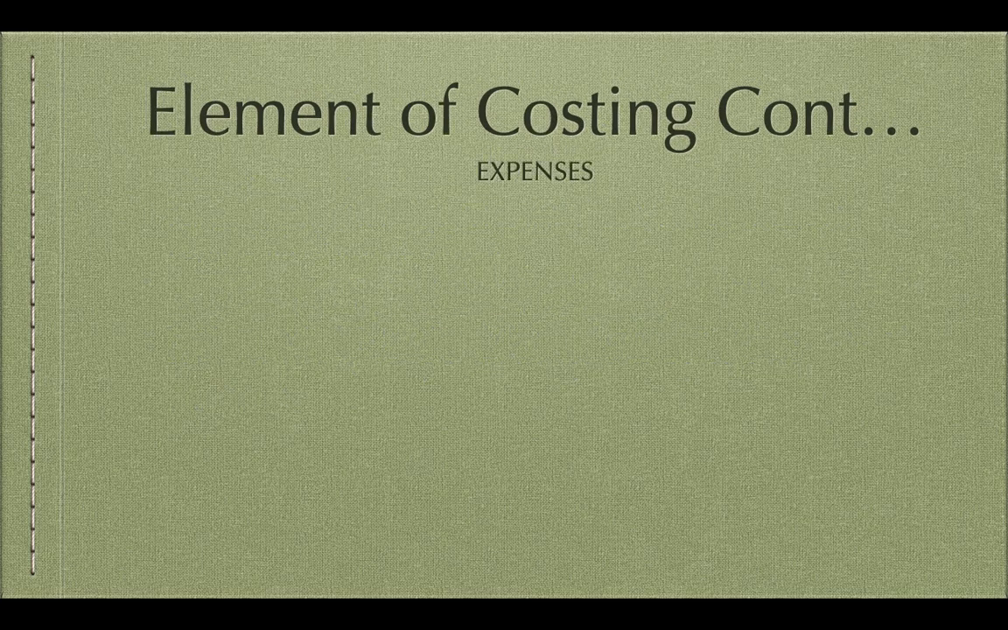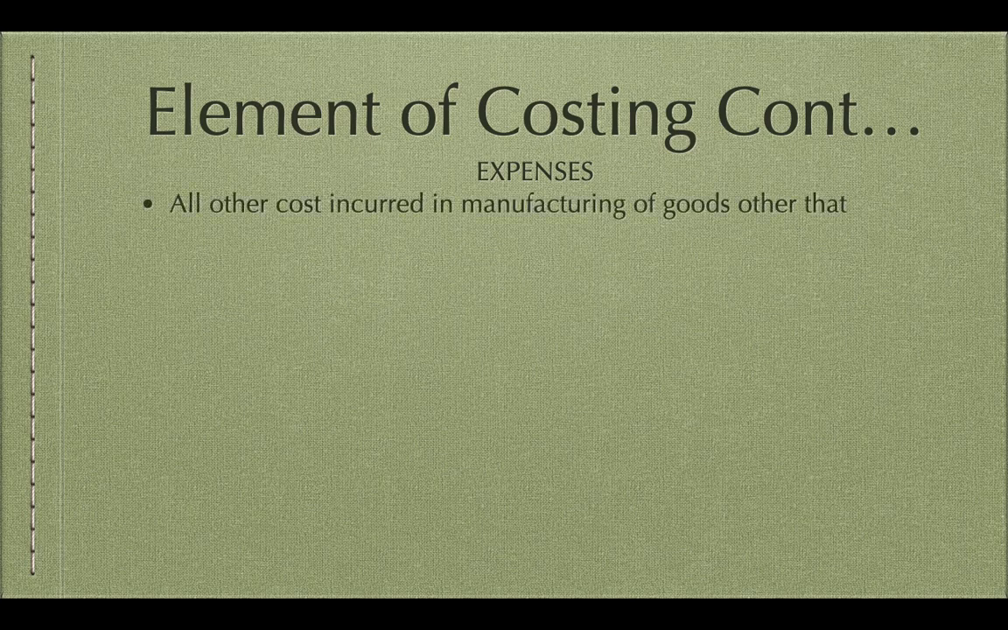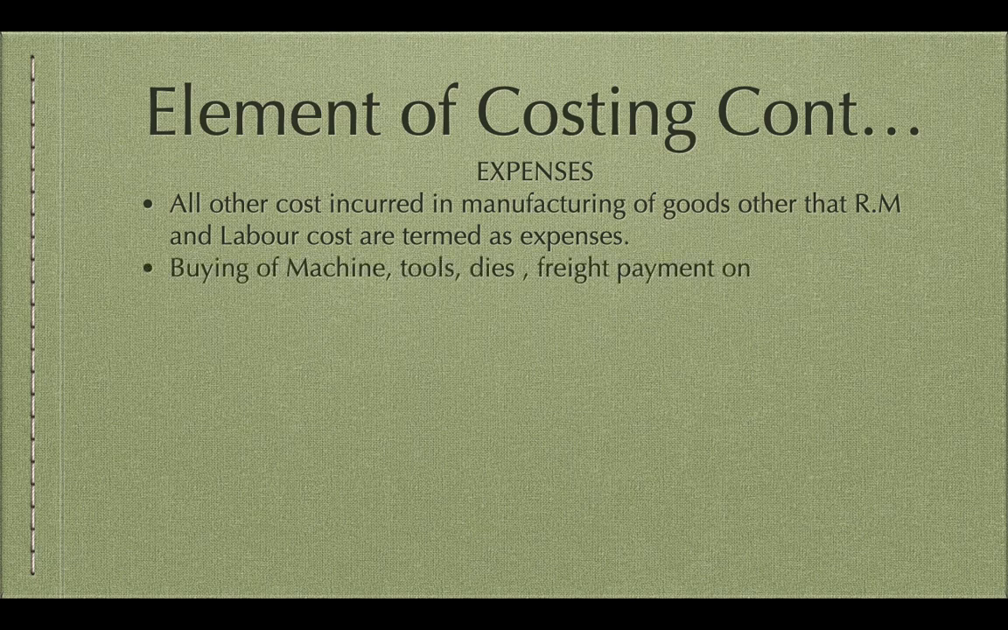The third element is expenses. Friends, suppose the cost of a component is 10 rupees, out of which the raw material cost is 3 rupees and 4 rupees is the labor cost, and the remaining 3 rupees you can say is the expenses, which is part of the cost of your product.